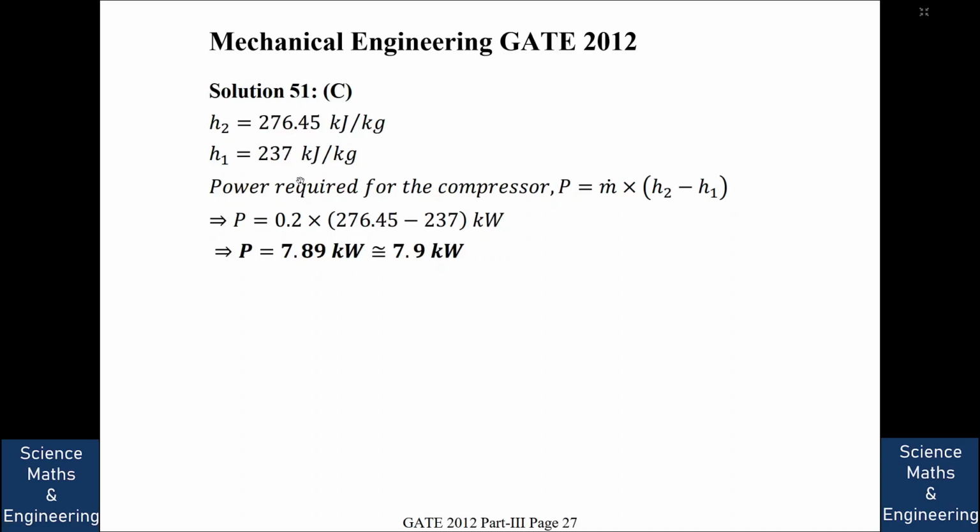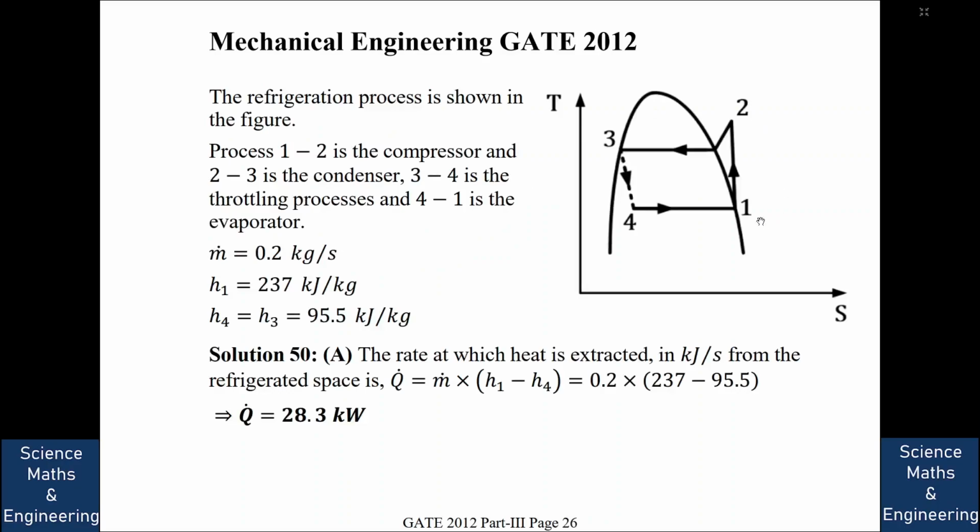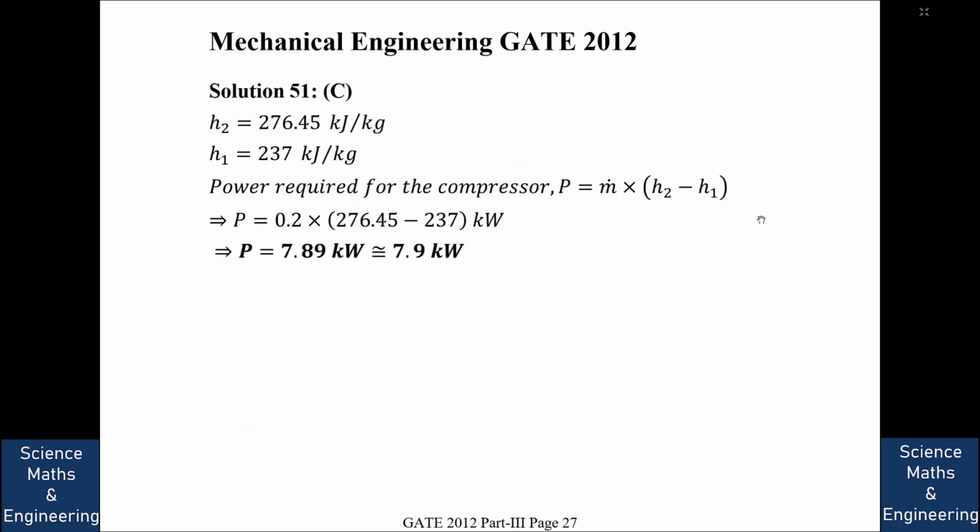276.45 kilojoule per kg. So power required from the compressor would be P is equal to m dot into (H2 minus H1). So from here we get power is around 7.89 kilowatt, which is approximately equal to 7.9 kilowatt. So we'll go to the next question.